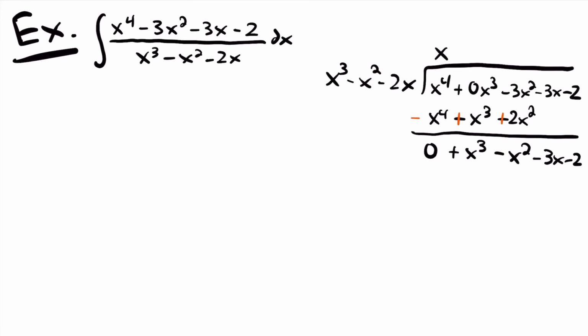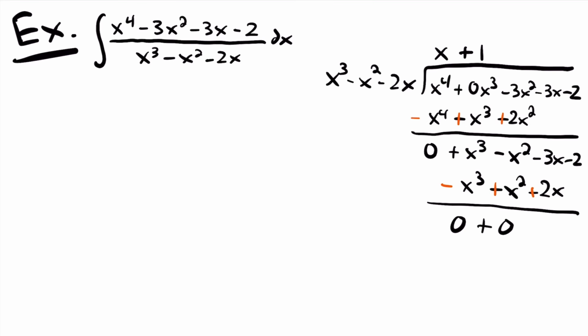So what can we multiply by x cubed to get x cubed? Well, we just multiply it by 1, so we'll add 1 and multiply 1 by each of these terms. So we'll have x cubed minus x squared minus 2x. Now if we subtract those terms, we'll have negative x cubed and then plus x squared and then plus 2x. And so if we combine all of those terms, x cubed minus x cubed is 0. Negative x squared plus x squared is also 0. And then negative 3x plus 2x is negative x. And then we just bring down this negative 2.